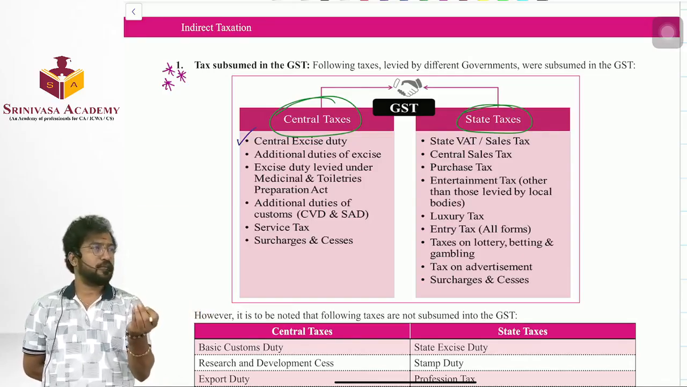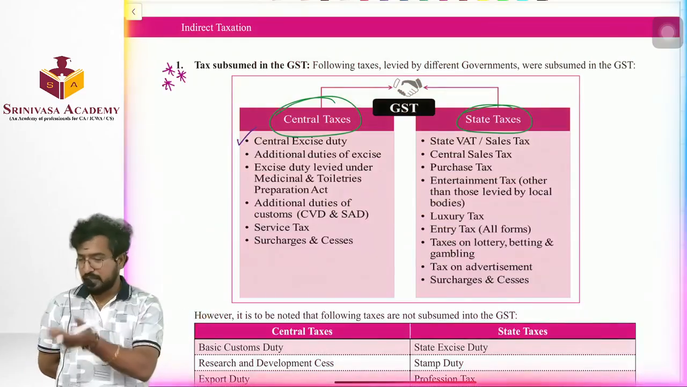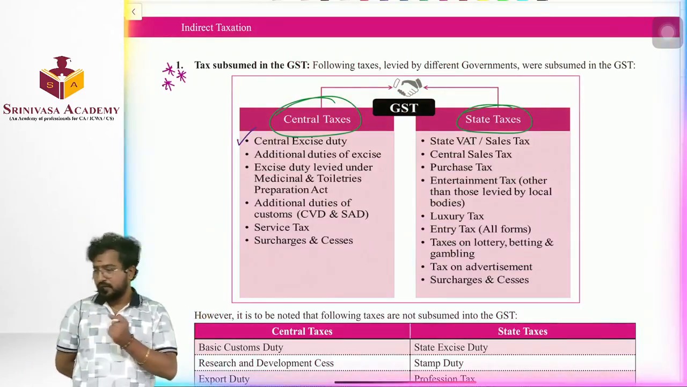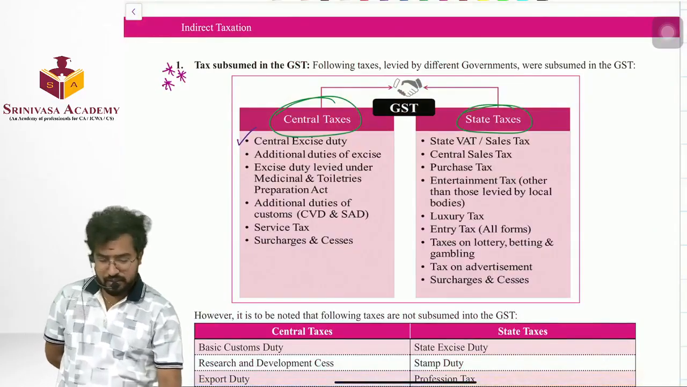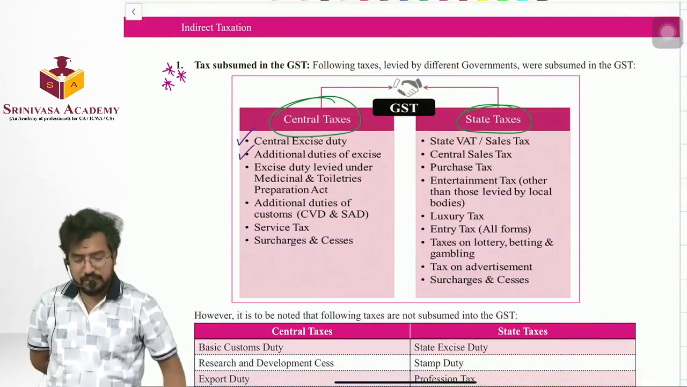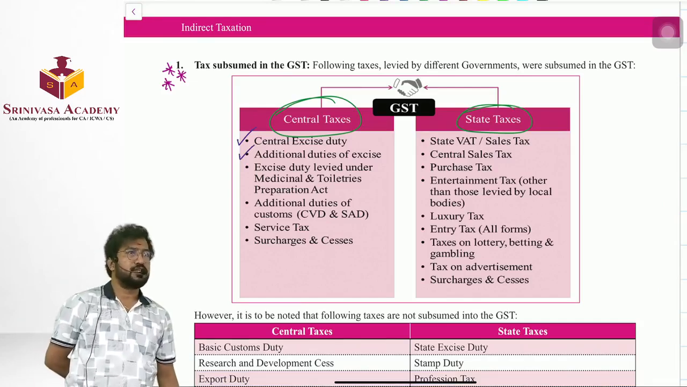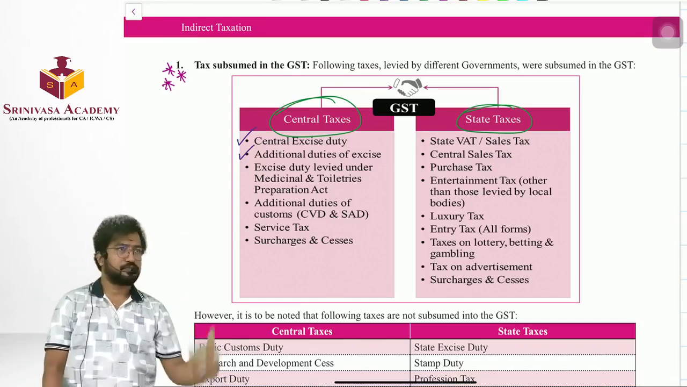Excise duty will come when? On manufacture, correct? Yes. Excise duty will come on manufacture. Now there is no central excise duty. It is only GST. Next, additional duty of excise. There is no more excise duty. It is only manufacture.